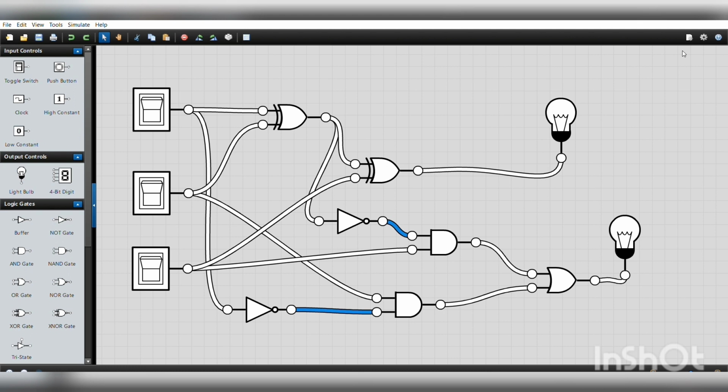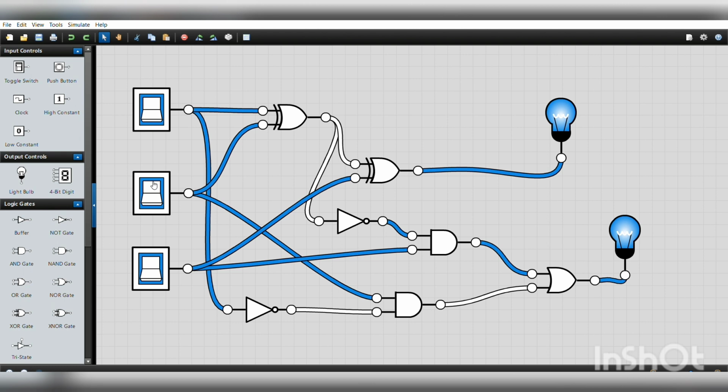So when all the inputs are 0, your borrow is 0 and your difference is 0. When your inputs are 0, 0, 1, your borrow is 1 and your difference is 1. When you give all inputs as 1, your borrow is 1 and your difference is 1. Let me give some other inputs like 0, 1, 1. Your borrow is 1 and your difference is 0. So thus we have seen the full subtractor design and implementation.